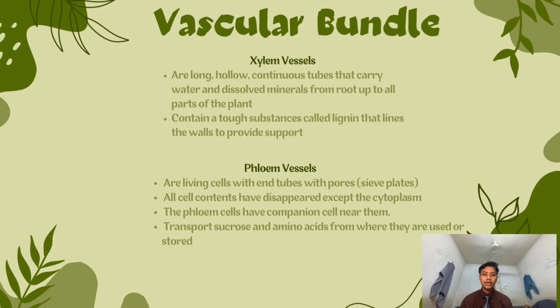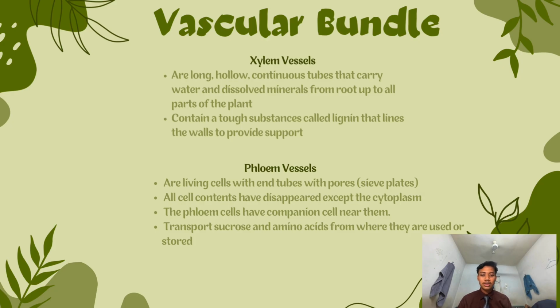Next, vascular bundle. We have two types of vascular tissue. First is xylem vessels. Xylem vessels are long, hollow, continuous tubes that carry water and dissolved minerals from the root up to all parts of the plant. They contain a tough substance called lignin, which lines the walls and provides support.